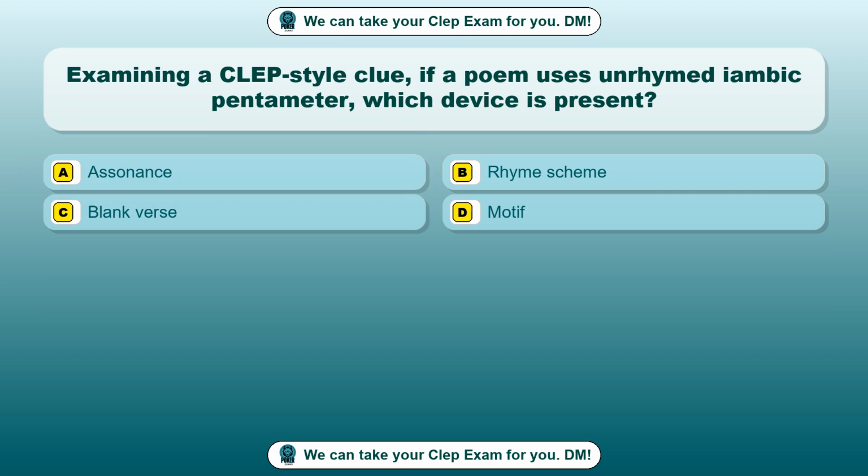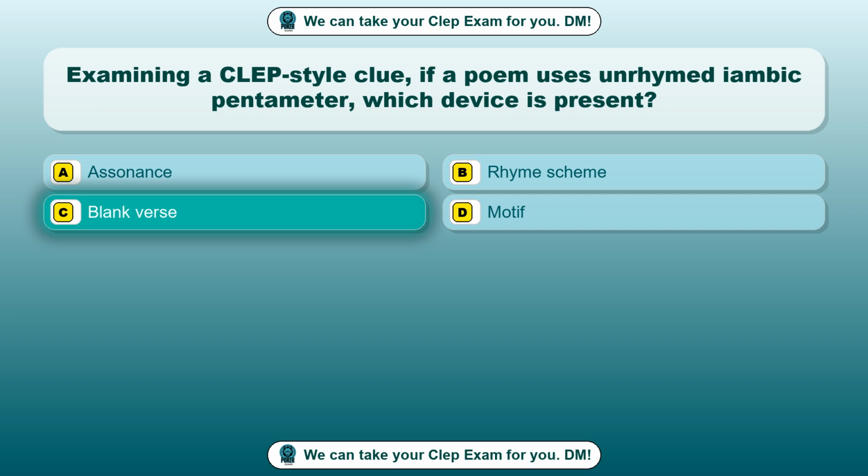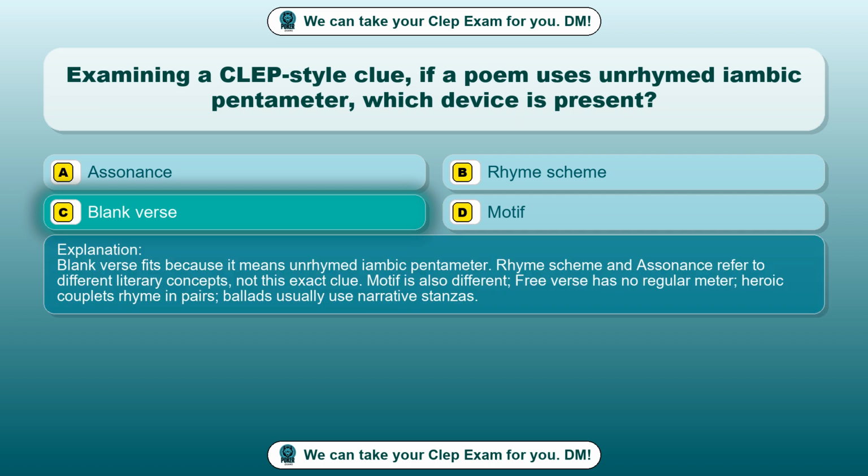Question 87. Examining a CLEP-style clue, if a poem uses unrhymed iambic pentameter, which device is present? Option A, assonance. Option B, rhyme scheme. Option C, blank verse. Option D, motif. The correct answer is option C, blank verse. Blank verse fits because it means unrhymed iambic pentameter.